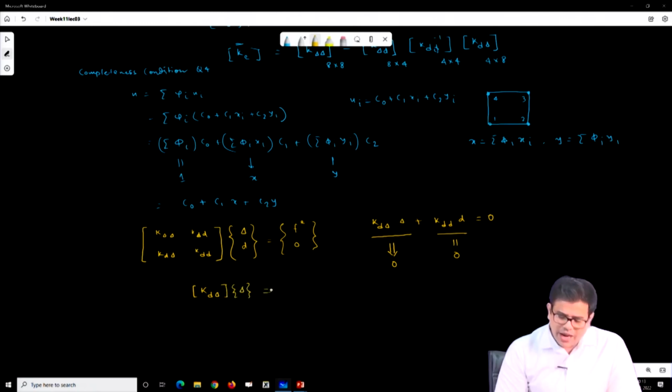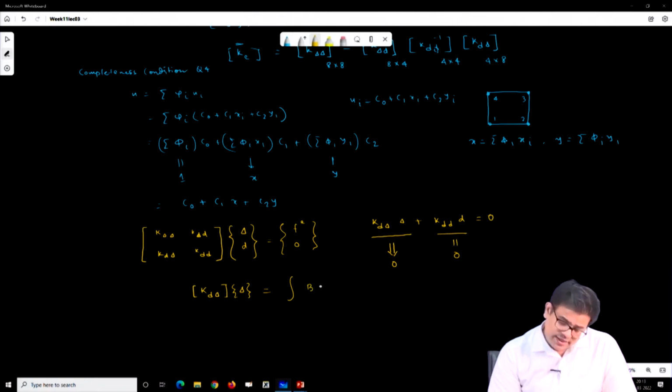If I now write this in integral form, what is this? This is nothing but B, let us give some name, let us say B A, B A transpose C B. I will explain each B here, and this is d omega multiplied by delta.